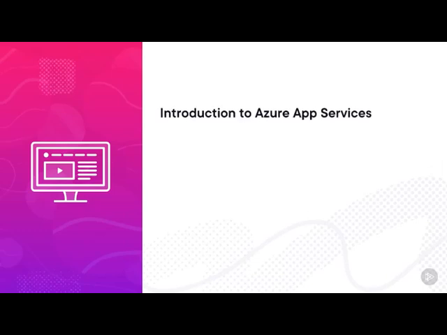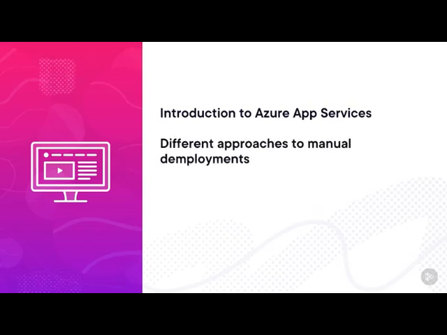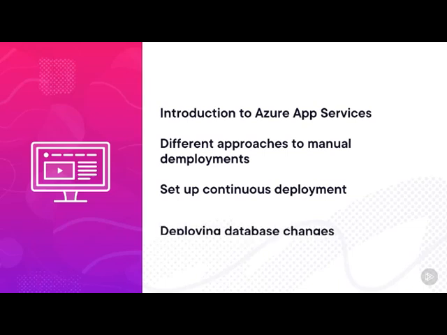Some of the major topics that we'll cover include an introduction to Azure App Services, including features for development like deployment slots, authentication, and troubleshooting tools. Different approaches to manual deployments, like deploying from Visual Studio or using FTP and zip deploy. You'll learn how to set up continuous deployment as part of your DevOps process, using GitHub Actions and Azure DevOps pipelines. And you'll learn about deploying database changes along with your ASP.NET Core applications.